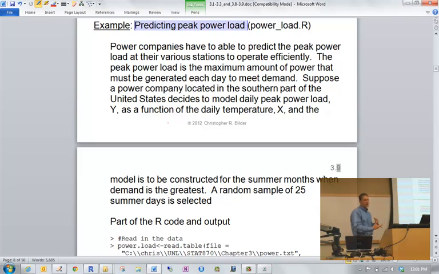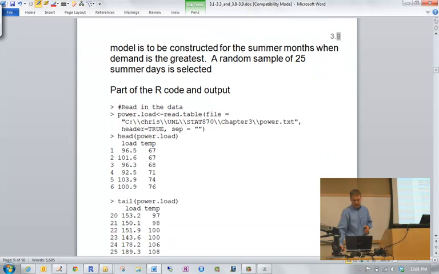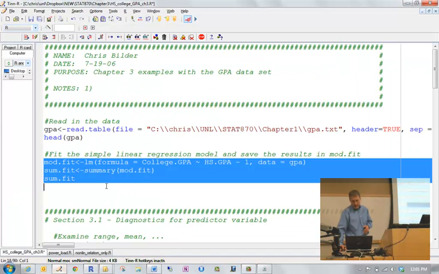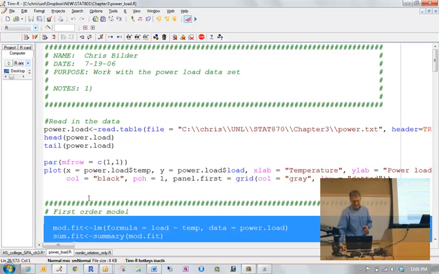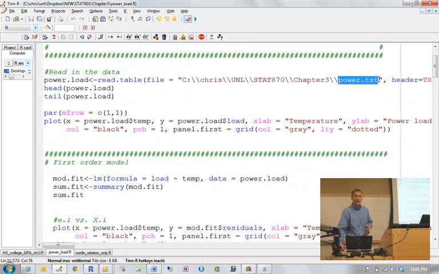And so here's again a simplistic way to look at things. Let Y be my peak power load that the power company needs to have available. And let X be the corresponding temperature. And suppose a random sample of 25 summer days are selected. My data is in a file called power.txt. It's a plain old ASCII text file.